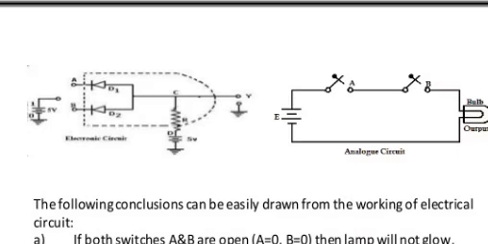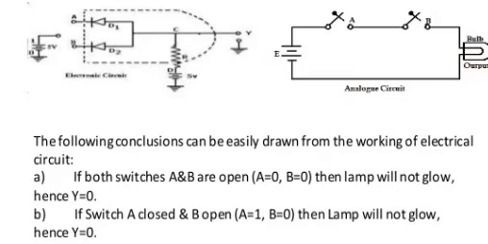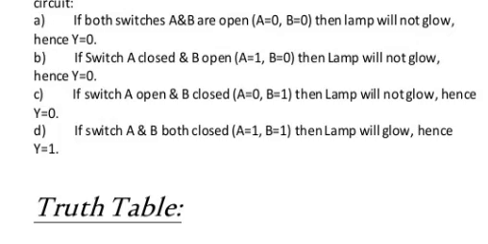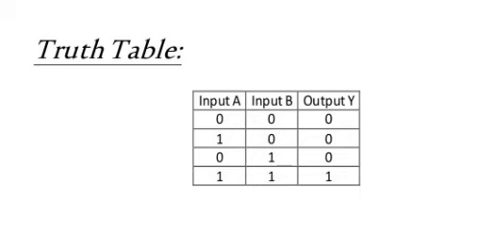Means only if both A and B have value 1 at the same time will your bulb glow, otherwise the bulb will not glow. In the case where either of A or B has value 0, or both have 0, your bulb will not glow. So in the same way your AND gate works. That's why we have seen the truth table of the AND gate as given here.